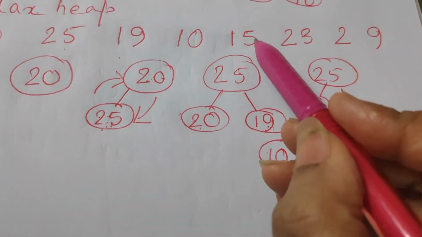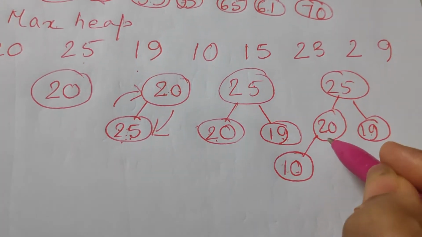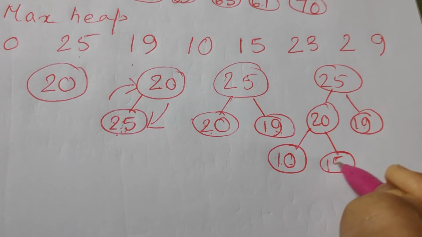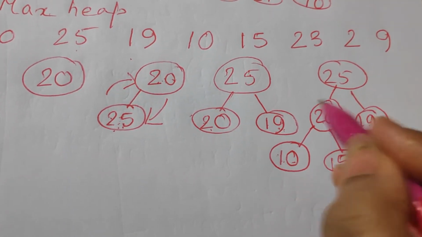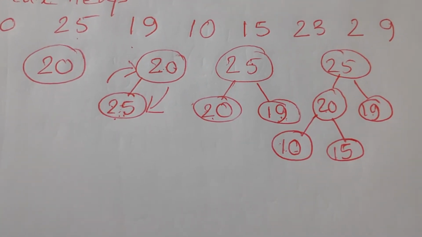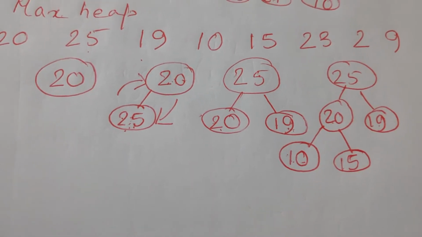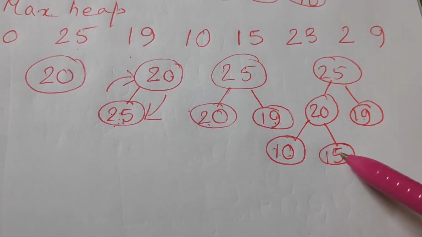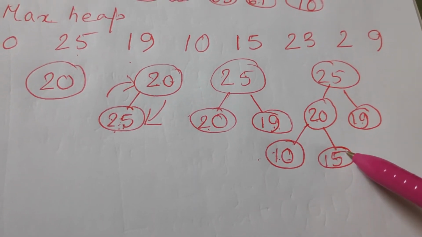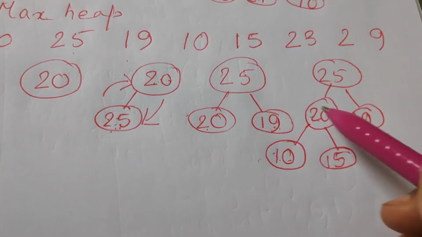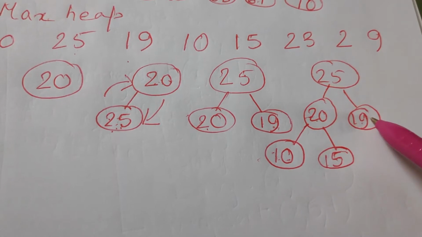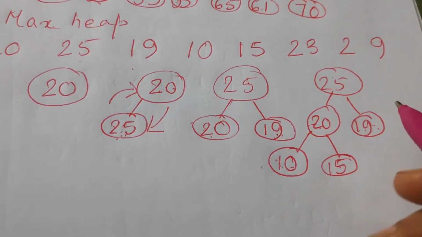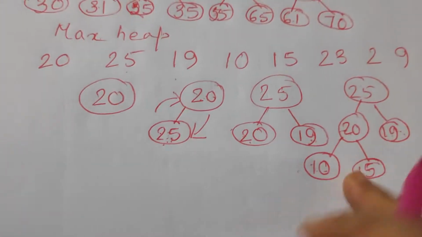Then comes the value 15. 15 will become the right child of 20 according to the rule of complete binary tree. So again if we compare, we find that 10 and 15 both have values less than 20. 20 and 19 both have values less than 25. Clear? So this is also fine.